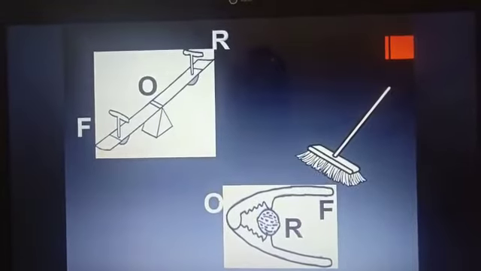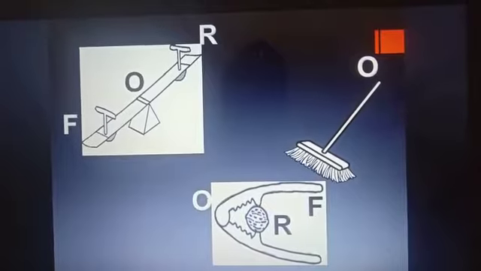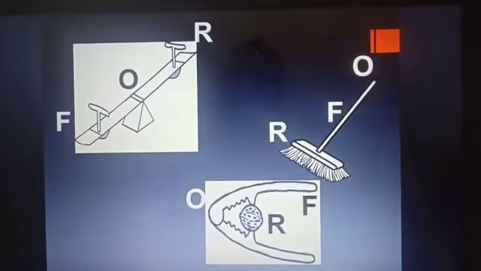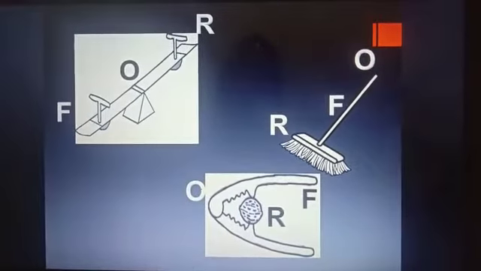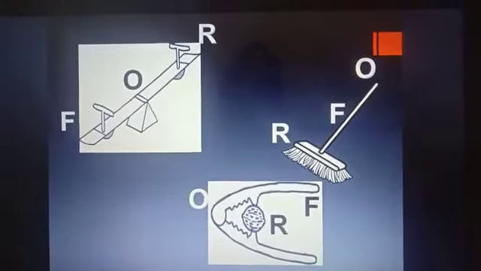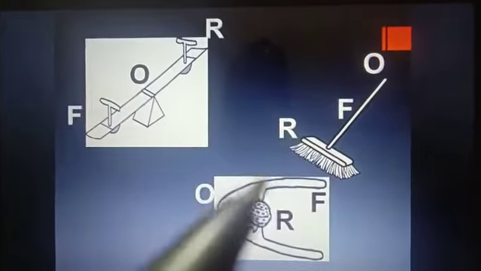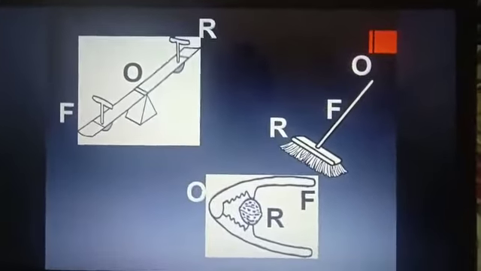And now, the manual broom. Where is the fulcrum? Where is the effort force? And then the resistance force. Where are the fulcrum and the resistance force? Effort force is in the middle. So it's called what? Third class lever.